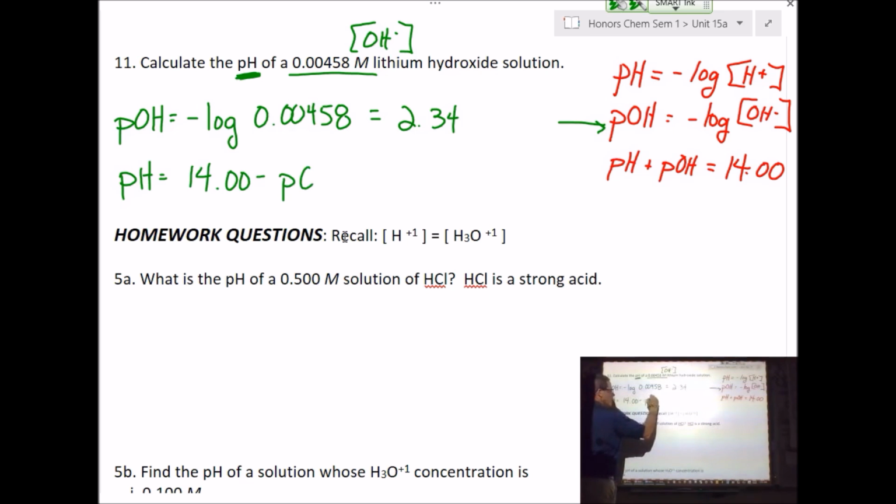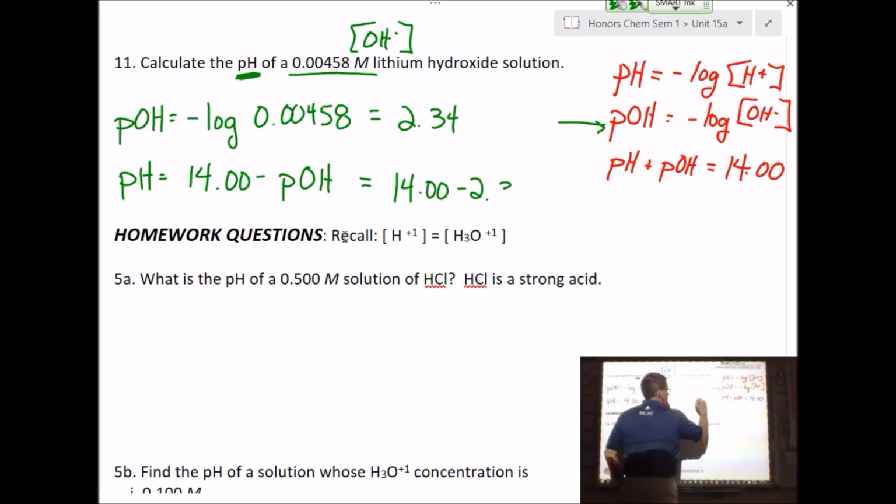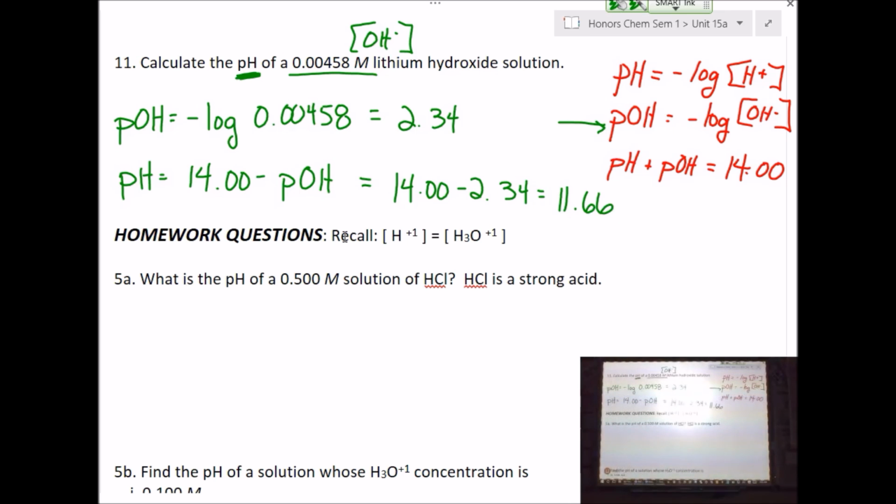And then to find your pH, then we're going to do 14 minus that. Or in this case, our pOH. Okay? So 14 minus 2.34. So that's around, what is that? 11.66. Okay. You can do that.